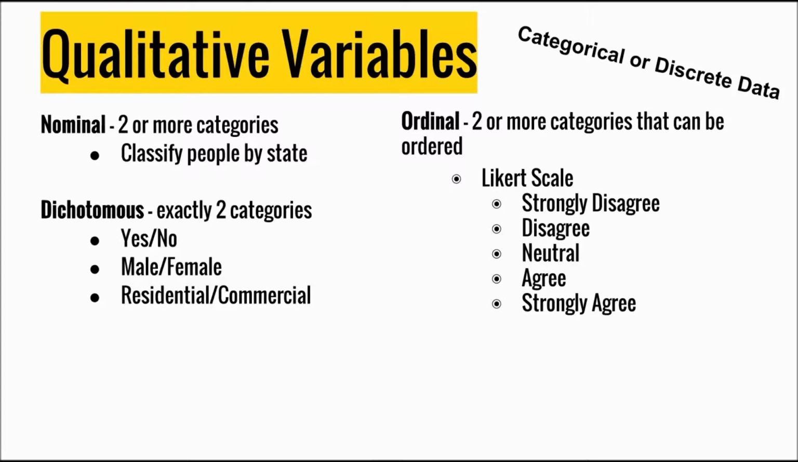Another word for dichotomous is also binary, because you can have either yes or no or 1 or 0. So exactly two categories is going to be dichotomous or binary. Now, sort of the other side of this is you've probably heard of a Likert Scale. So do you strongly disagree, neutral, agree, strongly agree, don't care? Oh wait, that's not one of them. Sorry. But ordinal is two or more categories that can be ordered.